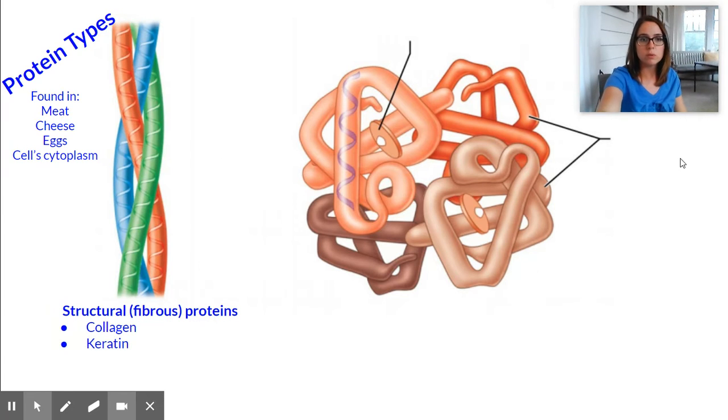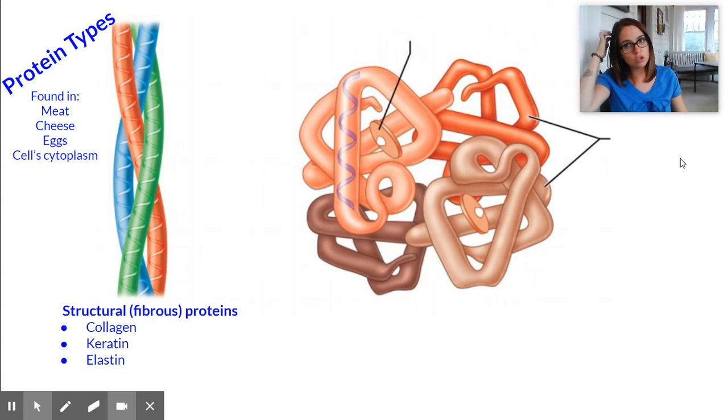Among other tissues that we'll learn about. Keratin, we find that in our hair, our nails, and it's also a very protective structure in our skin, as well as elastin, which is sort of an elastic, a stretchy fiber that we find in a lot of our tissues, tendons, and other things that we'll talk about when we get into our tissues unit. So those are the structural or fibrous proteins.